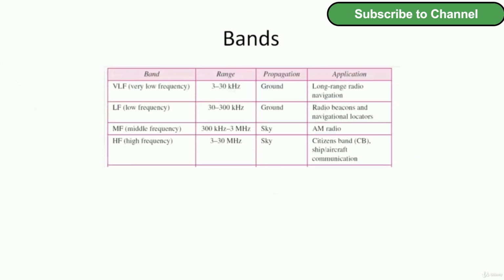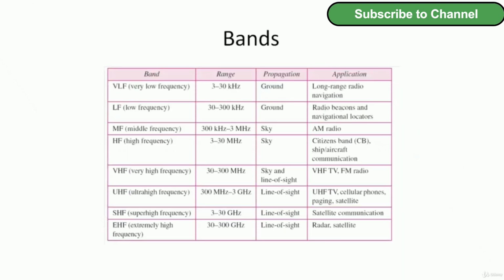Then we have to see the different frequency bands. The first column is the band, the second one is the range, the third one is the propagation, and the last one is the application. So the first band is the VLF band, very low frequency band. Its range is from 3 to 30 kilohertz. The propagation method is ground wave propagation, and its application is long range radio navigation.